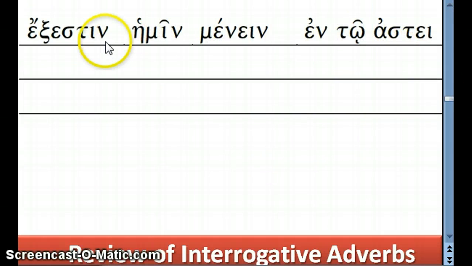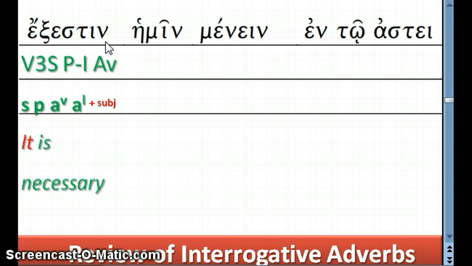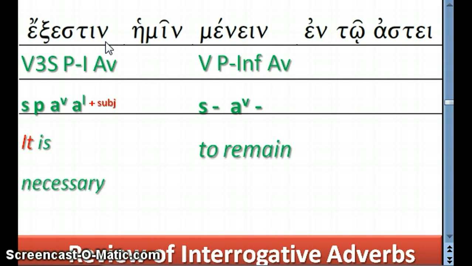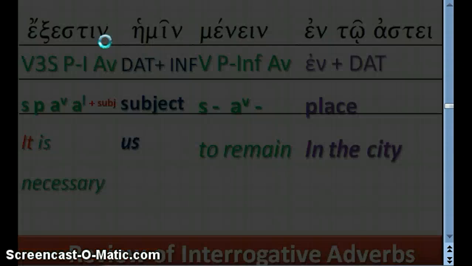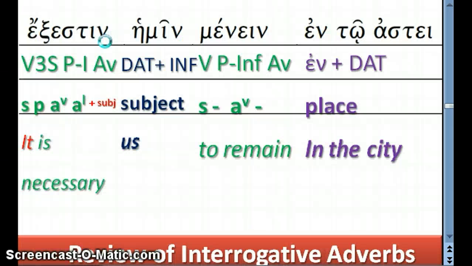Let's go on. Exestin, third singular, present indicative active, it is necessary. Dei and exestin are used interchangeably. You look for the infinitive, to remain. But exestin, it is necessary, is a little different than dei, because exestin will take a dative as the subject phrase: for us to remain in the city. So always look for your verb, your finite verb, your indicative verb, then find your infinitive, then your subject phrase. But when you look to the verb exestin, you know you're looking for dative plus infinitive.